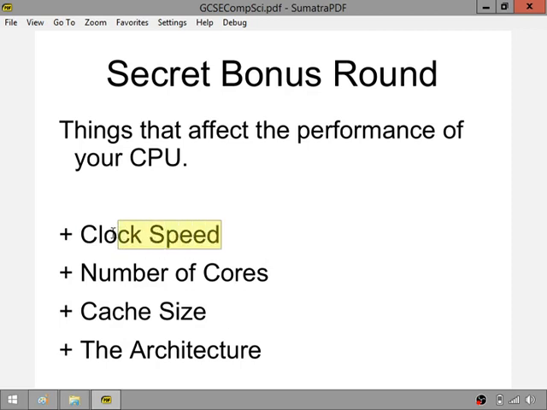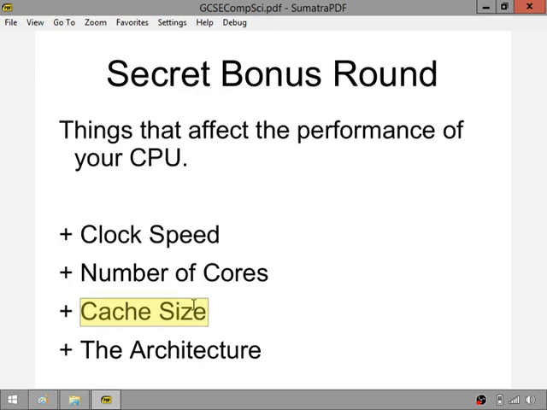So they correctly said that clock speed affects the performance of your processor, which it does. The higher your clock speed, the more calculations per second your processor can do. The number of cores is also correct. I appreciate why they've put that in. The more cores that you have, the more operations you can do on your processor. So effectively, if you had a quad-core processor rated at 3 gigahertz, technically you can do 12,000 calculations per second. That's not true. There is more to it than that, but according to the exam board, that might as well be true. Or for the purposes of GCSE, we're just going to say that's the case.